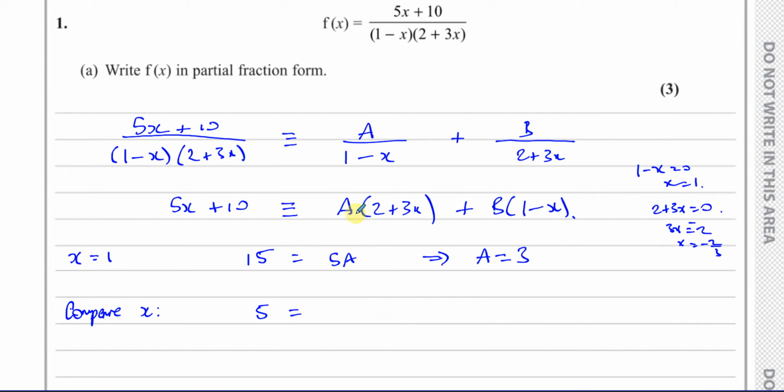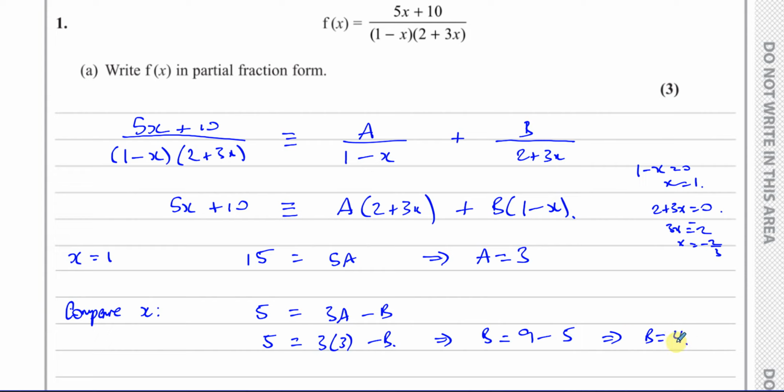So what would be the coefficient of x on the right-hand side? Well, the x term will be when I do a times 3x, that's going to be 3ax, or 3a. And when I do b times minus x, that's going to be minus b. Those combined will give you the coefficient of x on this side. So we have 3a minus b equals 5, because that was 5x. We now know that a is equal to 3, so I can replace the a with 3. So I have 3 times 3, which is 9, minus b equals 5. Therefore b equals 9 minus 5, so b is equal to 4.